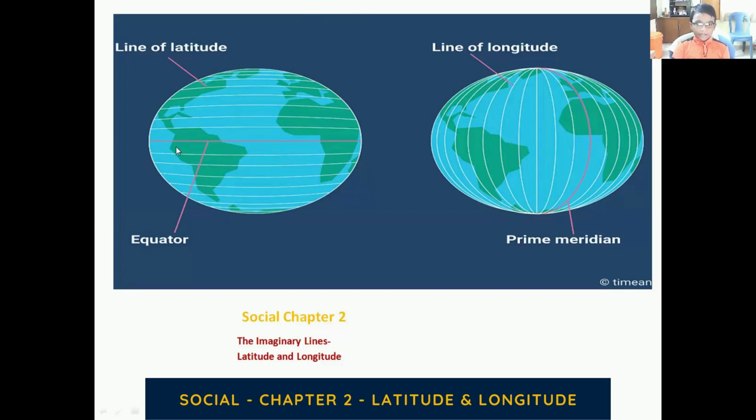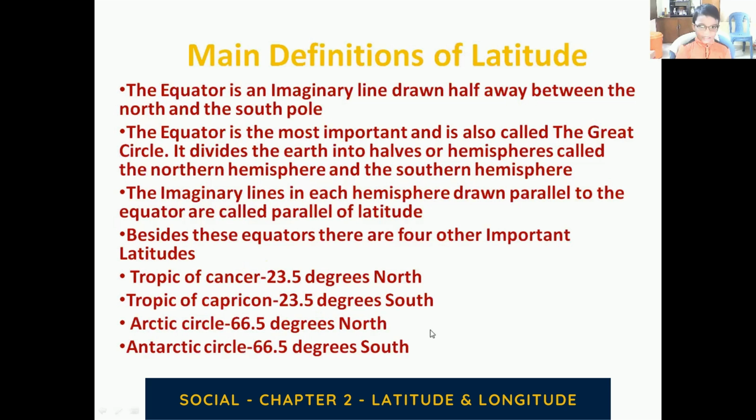In latitude, the equator is a great circle, and the longitude of the prime meridian is also a great circle. In this lesson, we are going to see the main definitions of latitude. 1. The equator is an imaginary line drawn halfway between the North Pole and the South Pole.